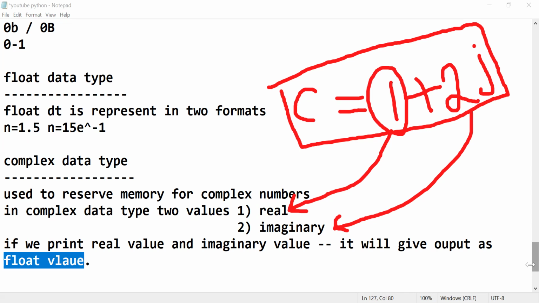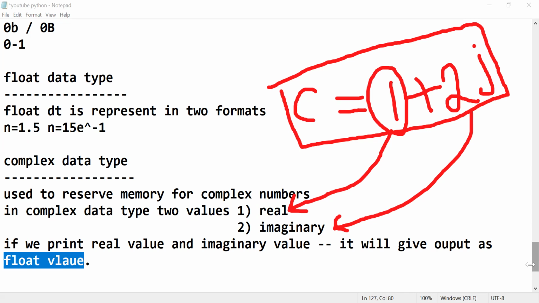Suppose you think c dot real means it will give 1. Just now I said that it will give output as a float value. See, guys, actually we have the number 1 here, but it gave 1.0. Suppose if you print c dot imaginary value, it will print 2.0.